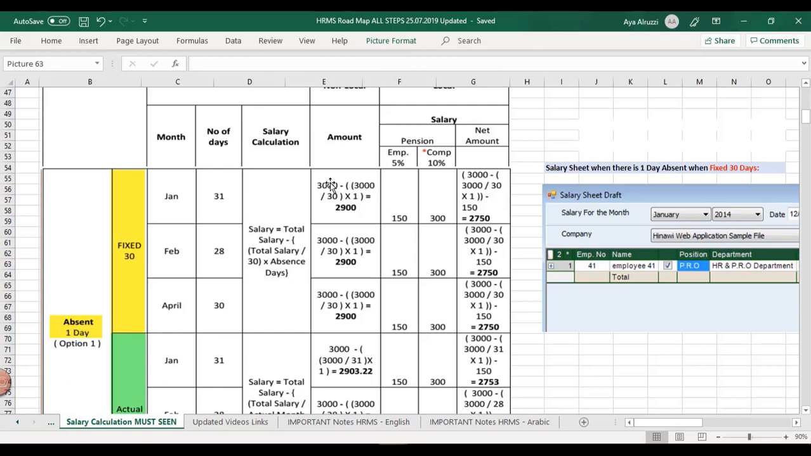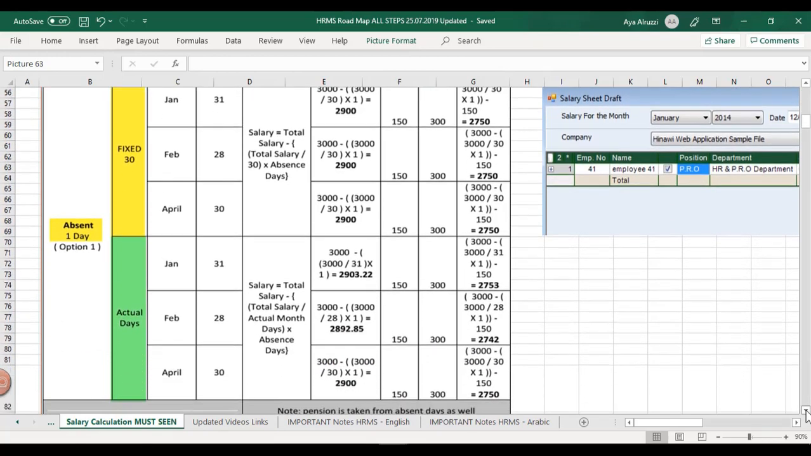Notice here it's literally the same thing for all three rows. 3,000 minus 3,000 divided by 30 multiplied by 1, which is 2,900 for all of them, for all three different months. When we're talking about pension, however, if the employee's pension is 5%, this 2,900 will be minus 150, which gives us 2,750 for all three of them. So that's how it's calculated.